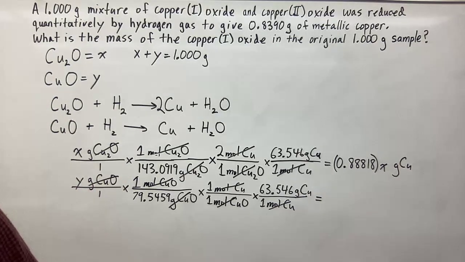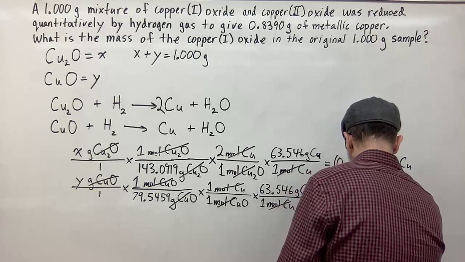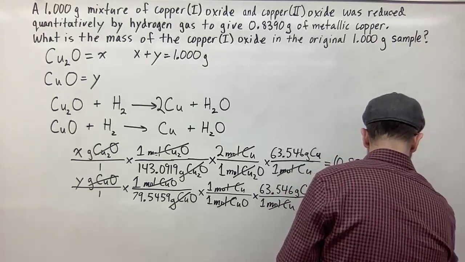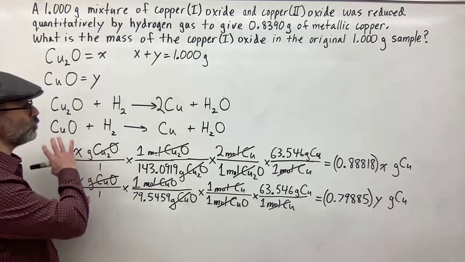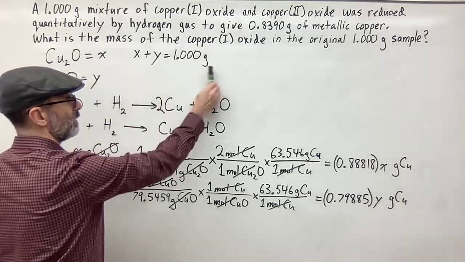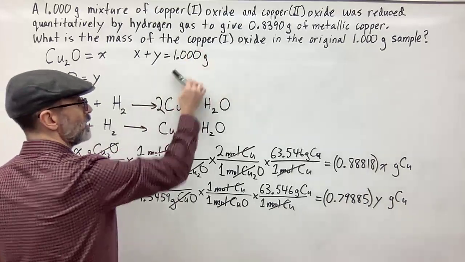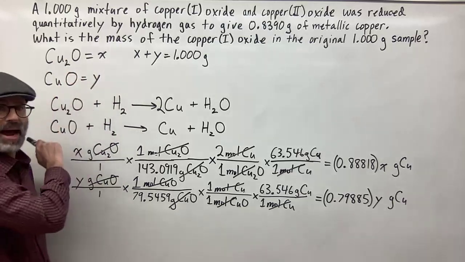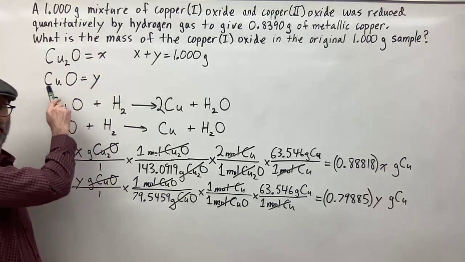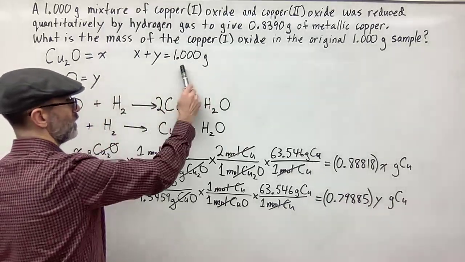And when I do that, all of that is equal to 0.79885, and that's times Y, and that's going to be grams of copper. So what I've done here, just to recap, is I've used stoichiometry. I know in my original mixture that the number of grams X plus the number of grams Y equals a total of 1.000 grams total. Because I made the mass in the mixture of copper 1 oxide X, and I made the mass of the mixture of copper 2 oxide Y, and I know that both of these added together gives me this.